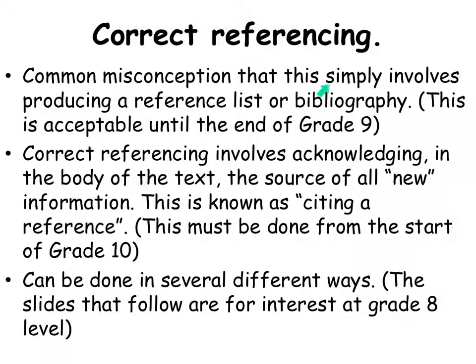A common misconception is that you just have to stick a list at the end. That's okay till the end of grade 9, but as you get older and as you go into grade 10, 11, and 12, you actually need to say that specific bits of information came from specific sites. And that is called citation referencing, and it actually involves, for example, putting a little number 1 there and saying that came from website A or B. So when you're doing your Science Expo, make sure that any information that you've researched has been correctly referenced.